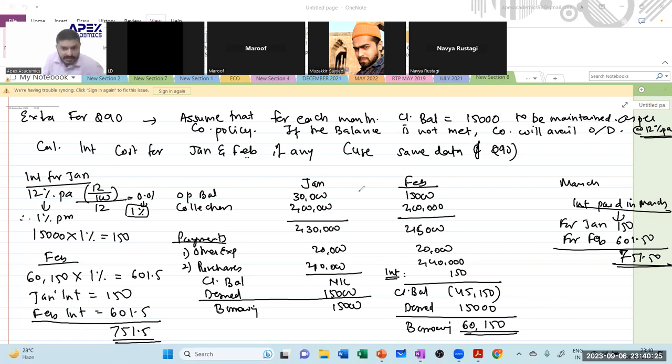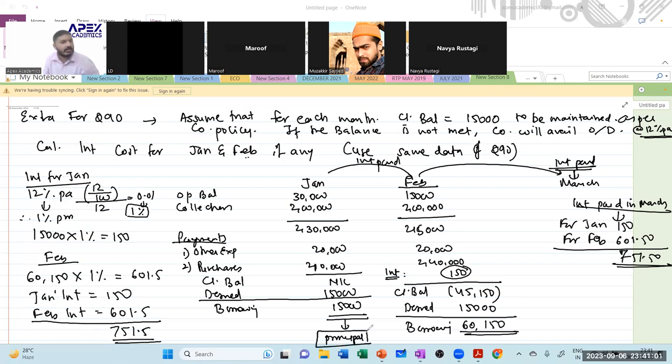Why? Because Jan's interest you paid in Feb. Similarly, you have to pay in March also. Why? Because you have not yet cleared the entire outstanding. Are you with me on that? Yes or no? Please tell me. Sir, outstanding has been cleared in month of Feb, right? Where is it written? No, you have only paid the interest. The borrowing is of 15,000. This is your principal. Yes or no?